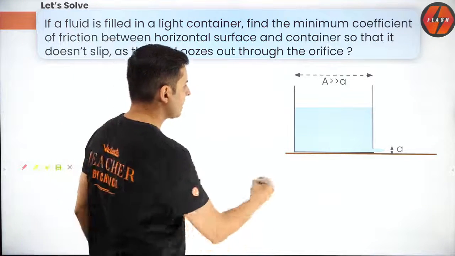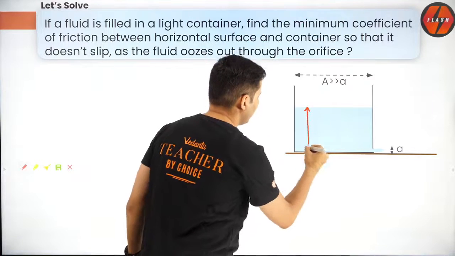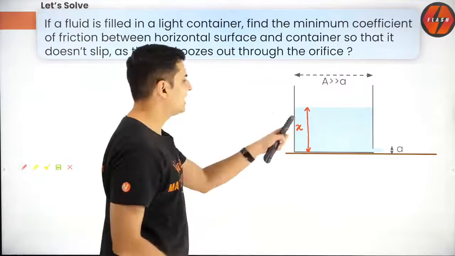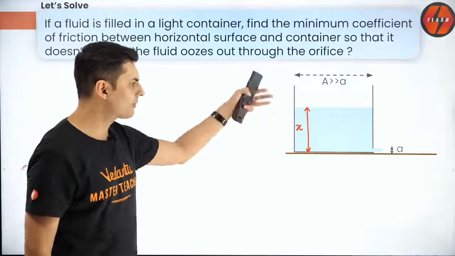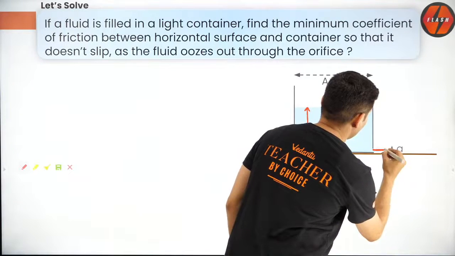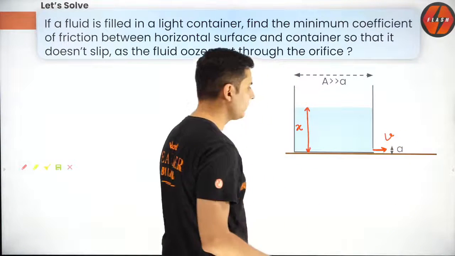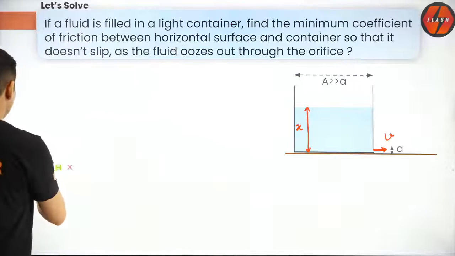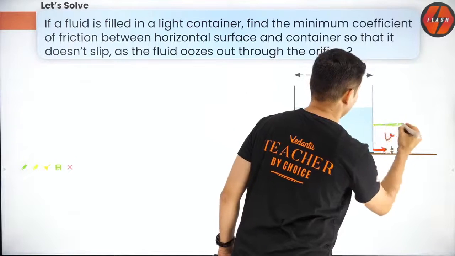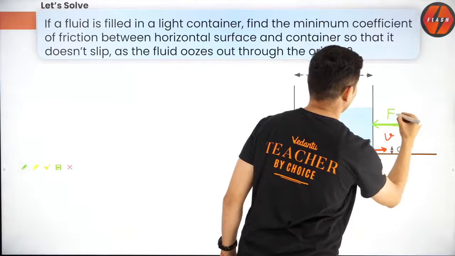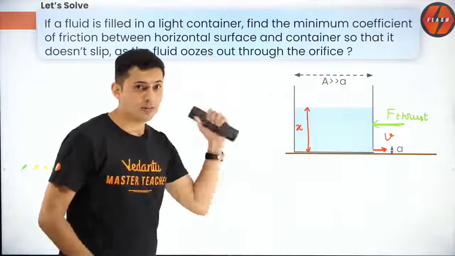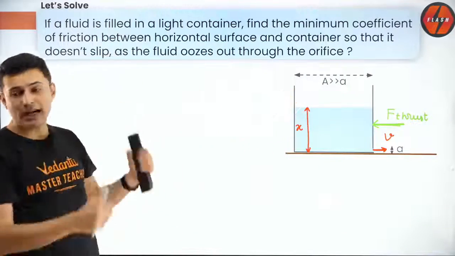Let's assume that the liquid inside the container is filled till a height of, let's say, x. This x is some variable. It could be anything. The liquid from here oozes out with a speed of small v, correct? Because of which now there will be a force on that container. The thrust force on that container will be towards this side, because the liquid is going that way, it will push it back this way.